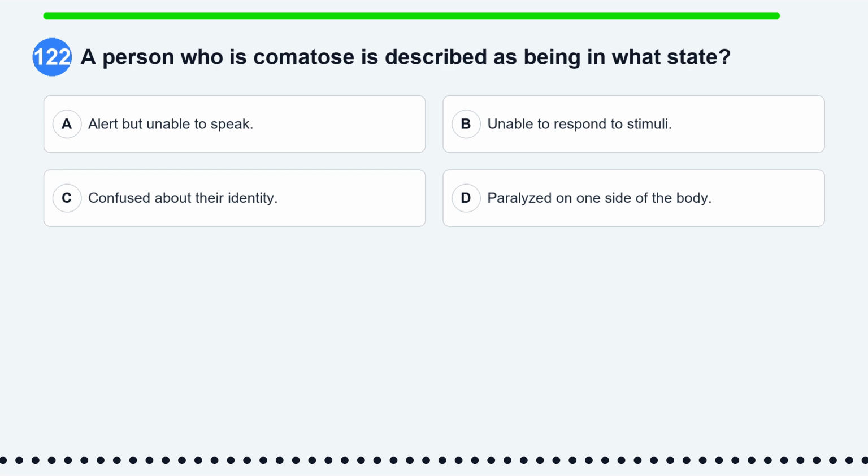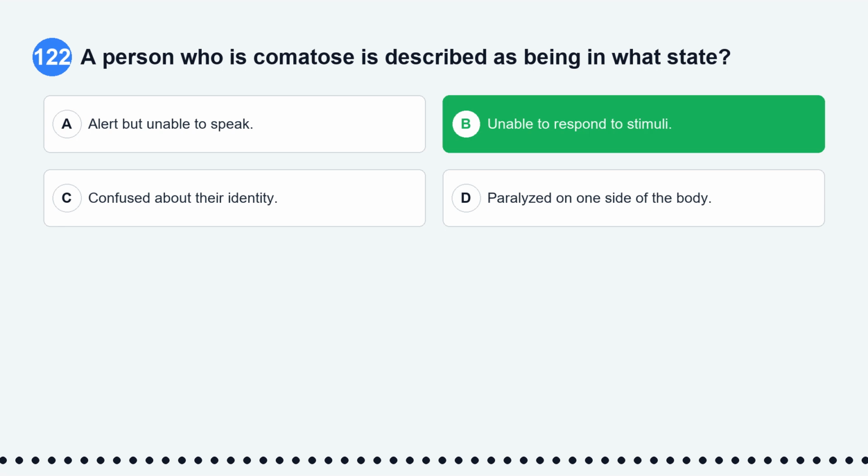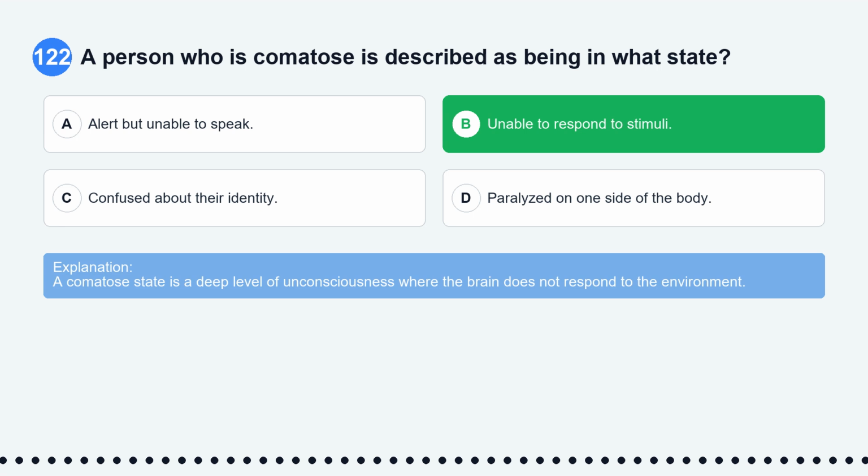Question 122. A person who is comatose is described as being in what state? Option A. Alert but unable to speak. Option B. Unable to respond to stimuli. Option C. Confused about their identity. Option D. Paralyzed on one side of the body. The correct answer is option B. Unable to respond to stimuli. A comatose state is a deep level of unconsciousness where the brain does not respond to the environment.